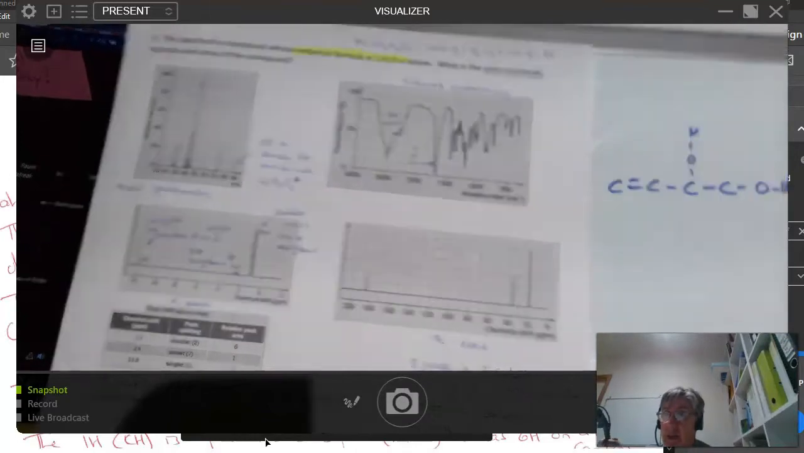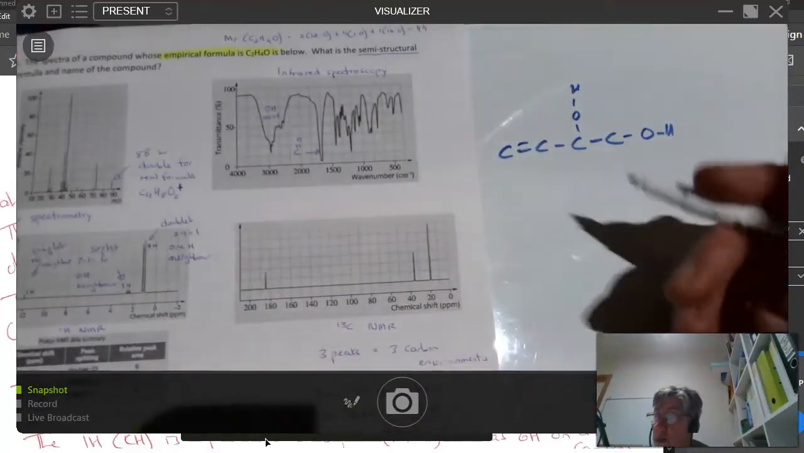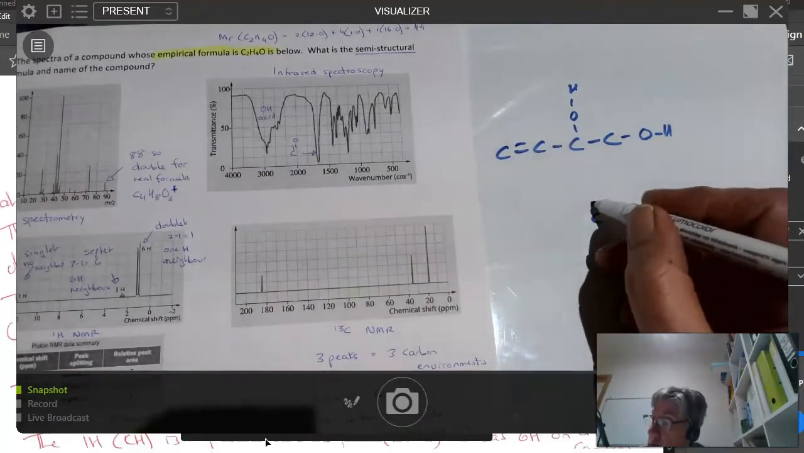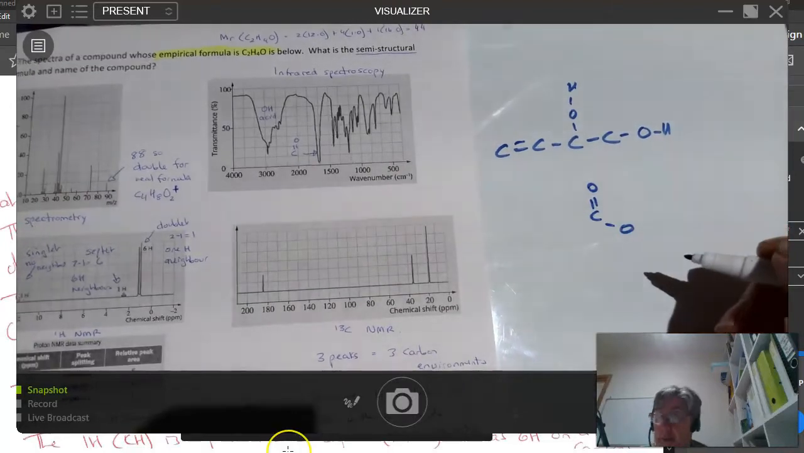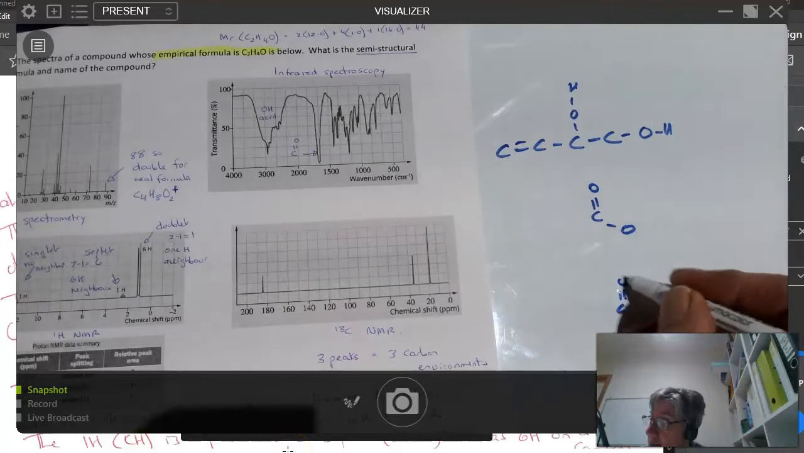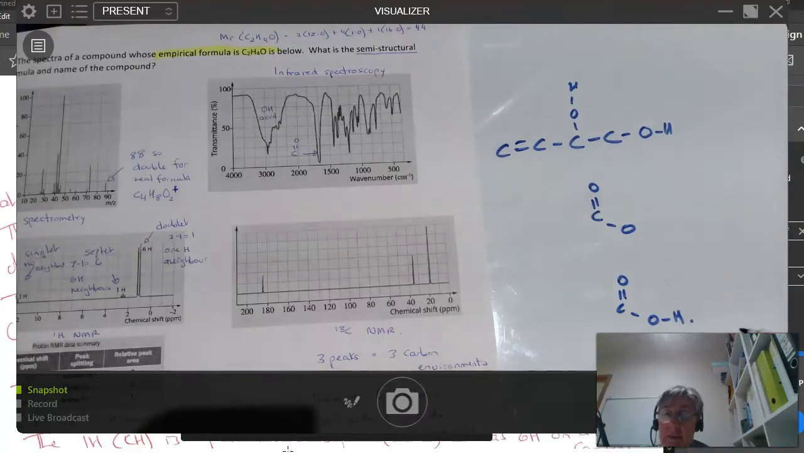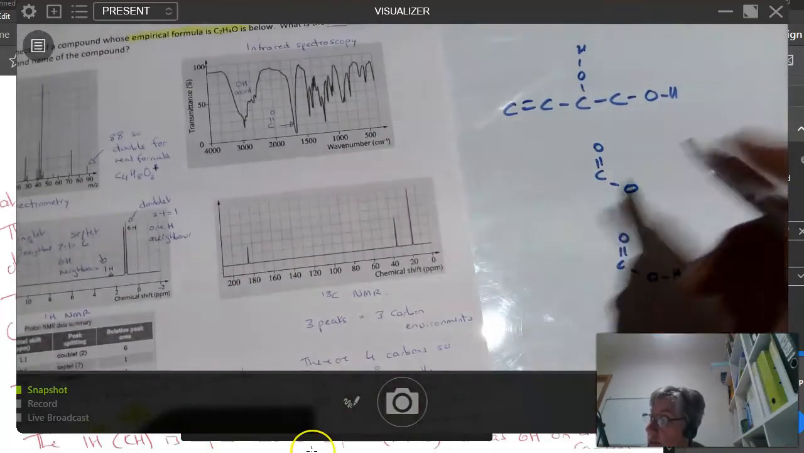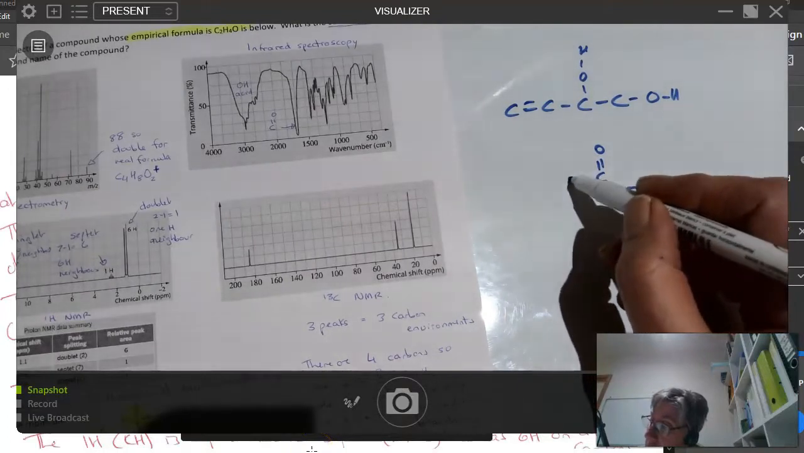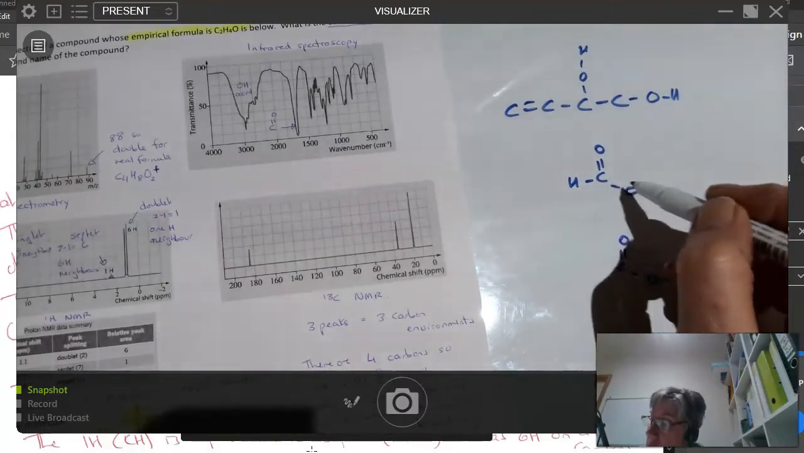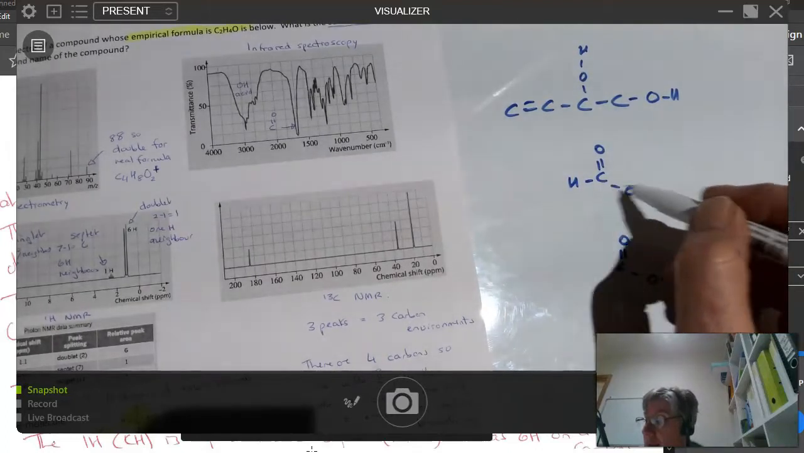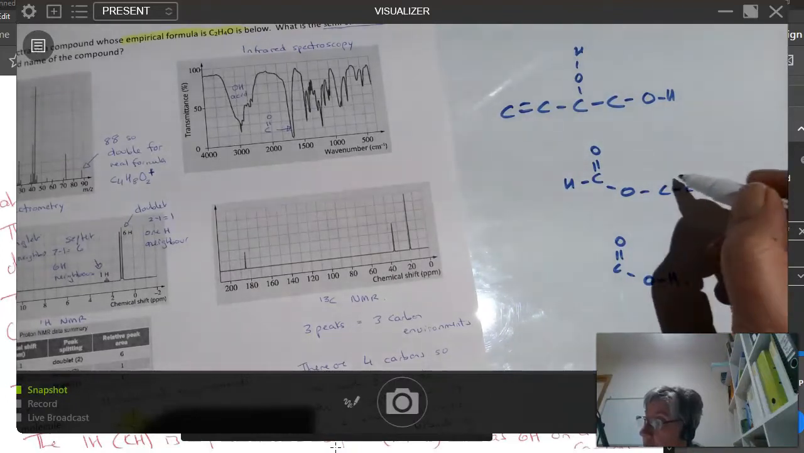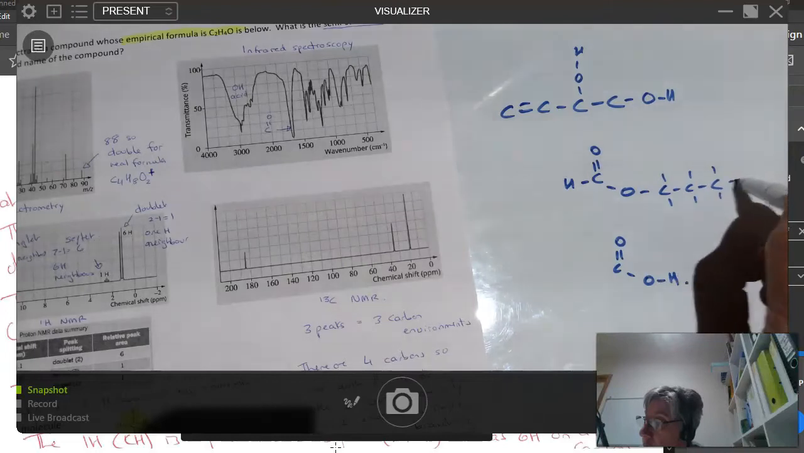You could have two hydroxyl groups. But anytime that you see 2 oxygens, you're thinking that it could be an ester, or it could be a carboxylic acid. So if it was an ester, we could have it originally from a methanoic acid, and then the other carbons could be a propanol, like that.